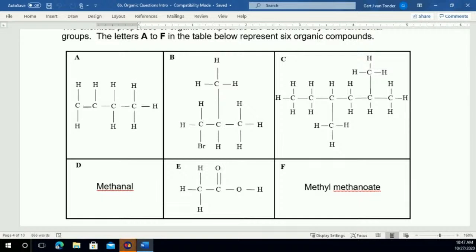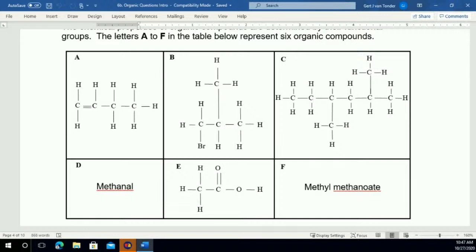On your screen, you will now see the table that you were working with, and we're just going to go through things on that table. I will show you the board when we answer the questions. Looking at A, immediately I see the double bond, which makes this an alkene. If I count 1, 2, 3, 4, I can see that this is but-1-ene.